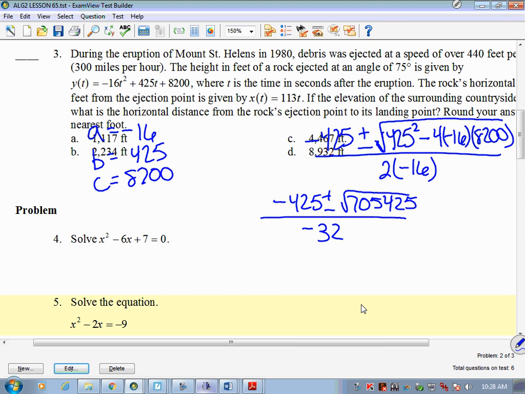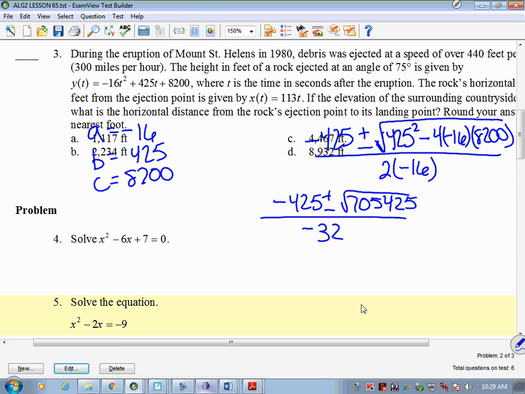All right, this is something I want you to consider, though. I am dividing by what type of number? A negative number, right? So I can't get a negative distance, can I? So do I want the top number to be positive or negative? Negative, because a negative divided by a negative is positive, correct? So do I want negative 425 plus this square root or negative 425 minus the square root? Minus the square root. Okay?